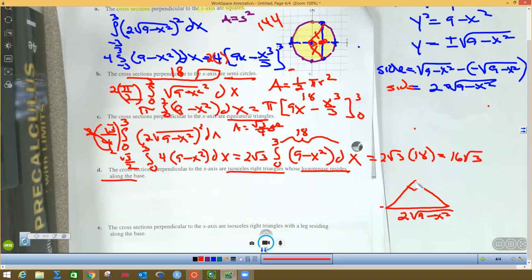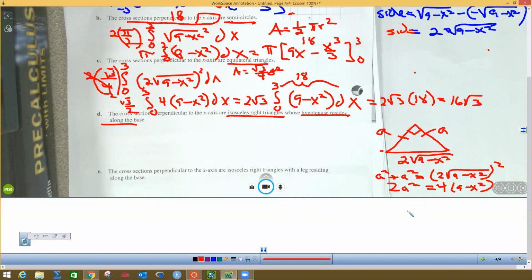I need to find, actually, I want to find both of these, I believe. So I want to find both of those lengths. So I'm going to call these two lengths A. I don't really know what they are. I'm going to call this A, and I'm going to call this A. So now I can get that A squared plus A squared is going to equal hypotenuse squared. So 2A squared is going to equal 4 times 9 minus x squared when I square that thing. Then I'm going to divide by 2.